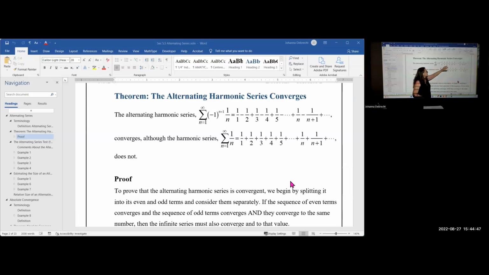Well, it makes sense that this includes lower numbers than this one does. So maybe, just maybe, it's possible that the sequence of partial sums will converge to a finite value, and we can say the infinite series of the alternating harmonic series converges. And in fact, it does. So what we want to do now is prove that the alternating harmonic series does converge.